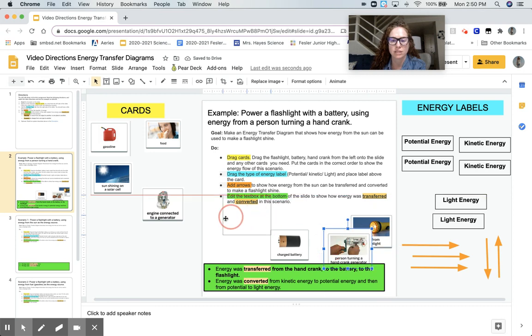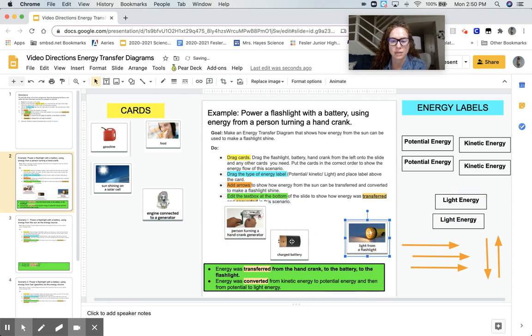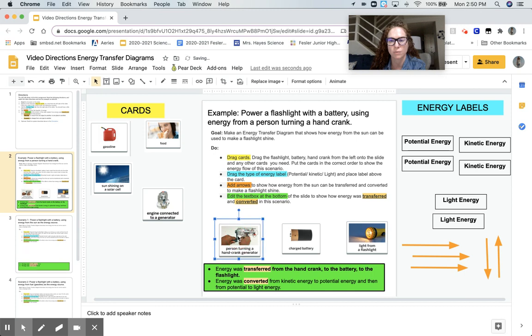I know what the flashlight needs in order to turn on. I know I need batteries. So that probably has to be there. And then I must be using the hand crank to charge the battery somehow, right? So this is my setup.